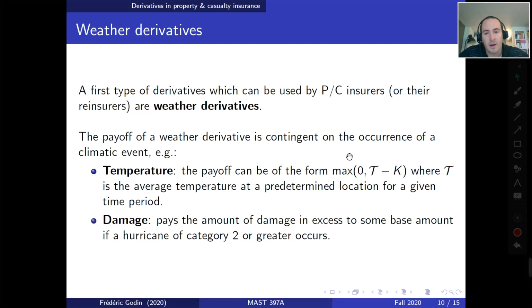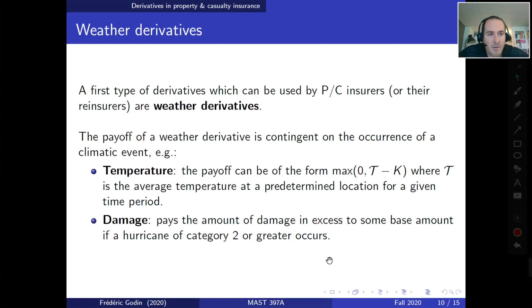There are other forms of weather derivatives, where instead of having a temperature index which drives the payoff, the payoff is driven by the damage done by some given climatic event. I've put an example here. Instead of having temperature, we could have the following payoff. The damage weather derivative pays the amount of damage in excess of some base amount if a hurricane of category 2 or greater occurs.